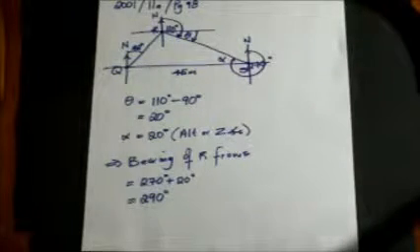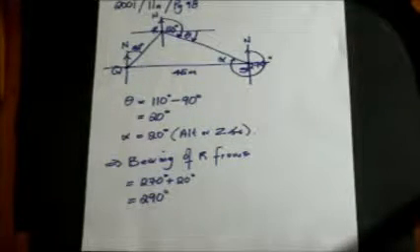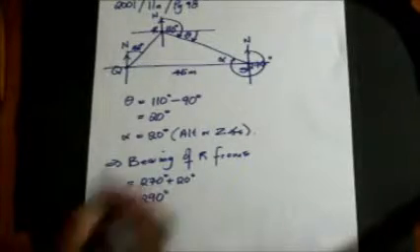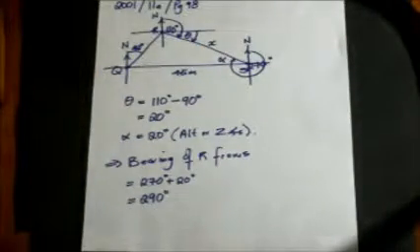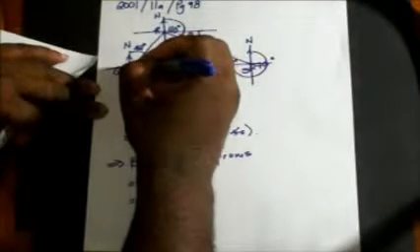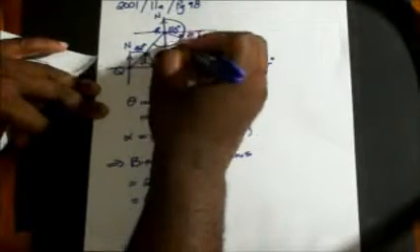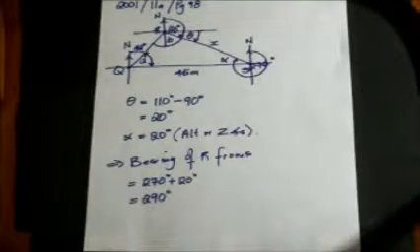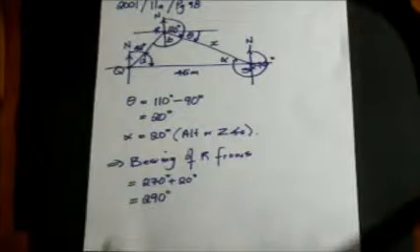Alright, now the last part of the question says that we have to calculate the distance RS. Let's call it X. So we need to find RS to two significant figures. But before we can find RS, we need to find these angles. I'm going to call this angle A, and this angle here, I'm going to call angle B.